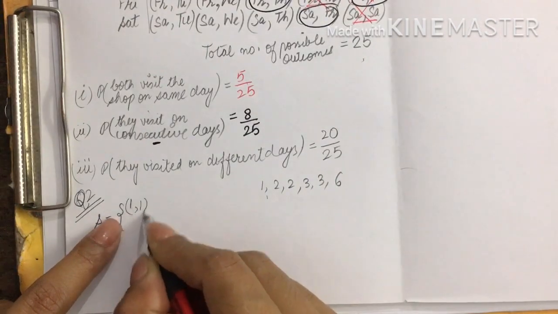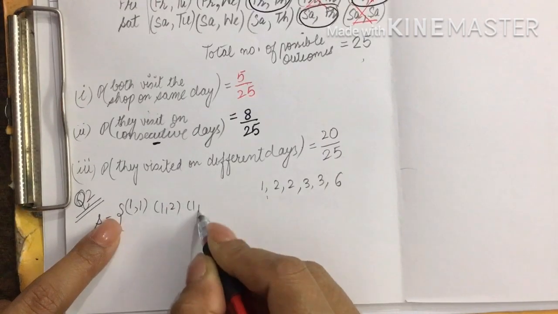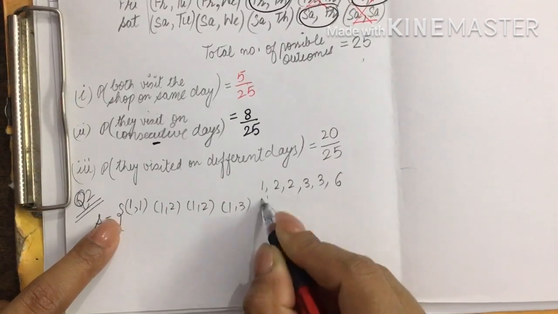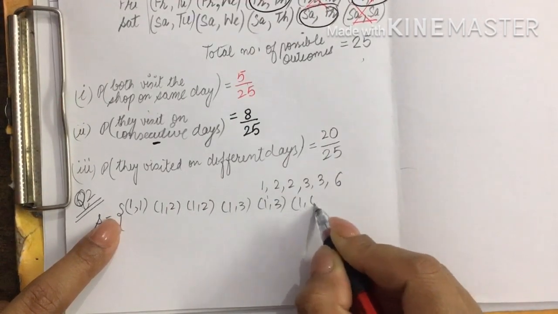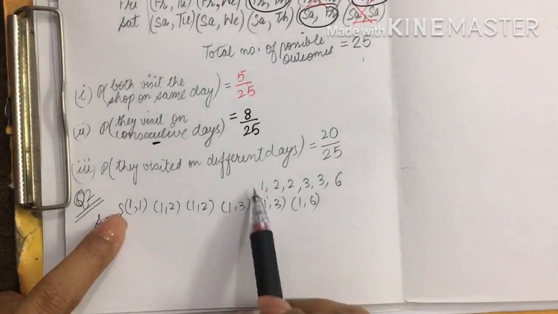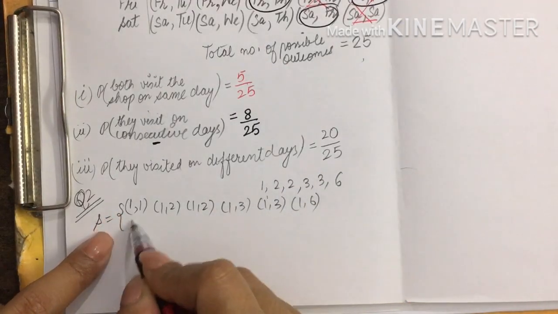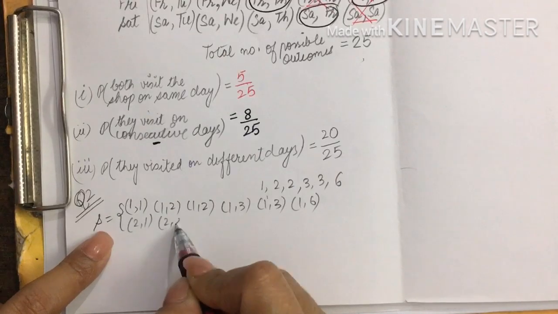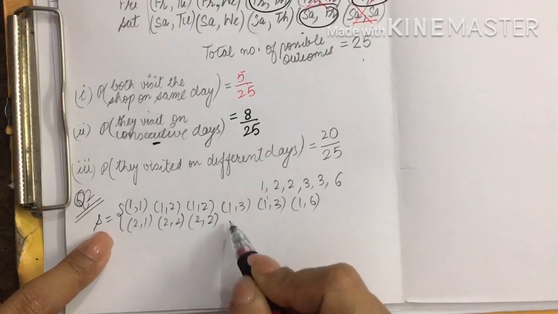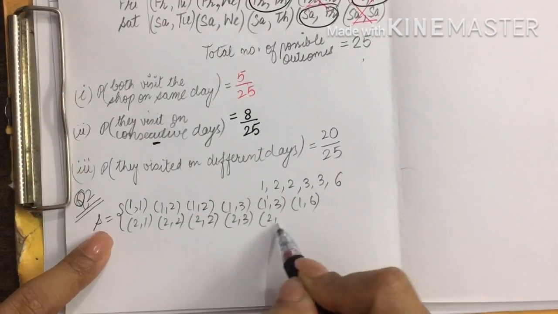So we'll have 1 with 1, 1 with 2, 1 with 2, 1, 3, 1, 3, and 1, 6. So 1 has been combined with all of these. Same way you can write down for the remaining outcomes.